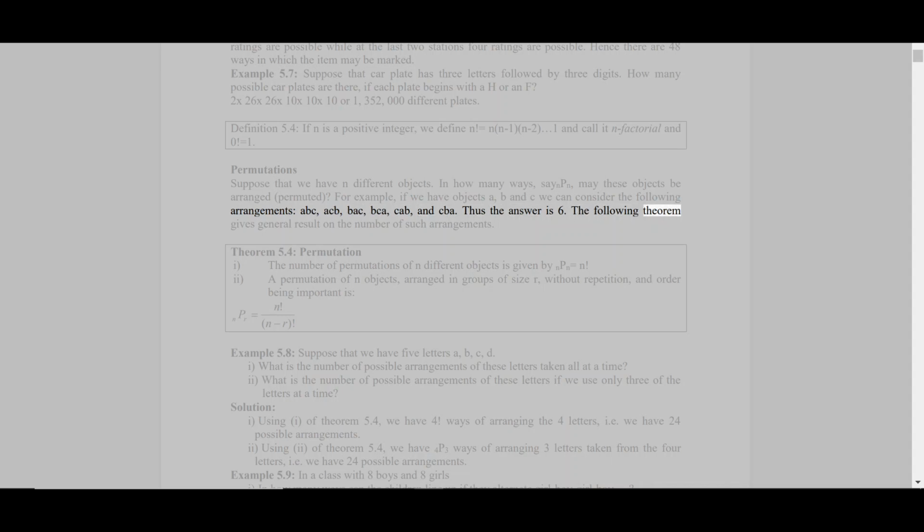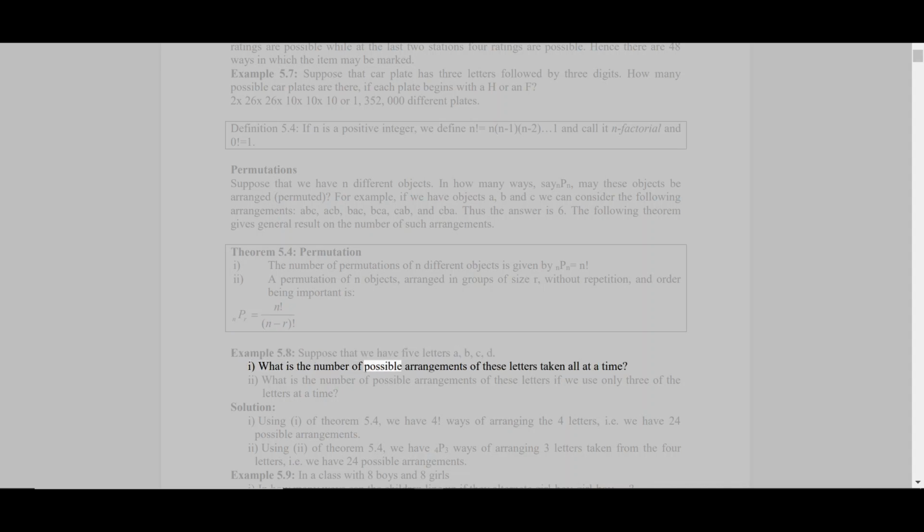The following theorem gives a general result on the number of such arrangements. Theorem 5.4, Permutation. 1. The number of permutations of n different objects is given by nPn equals n!. 2. A permutation of n objects, arranged in groups of size r, without repetition, and order being important, is n!/(n-r)!, written nPr. Example 5.8. Suppose that we have 5 letters A, B, C, D, E.